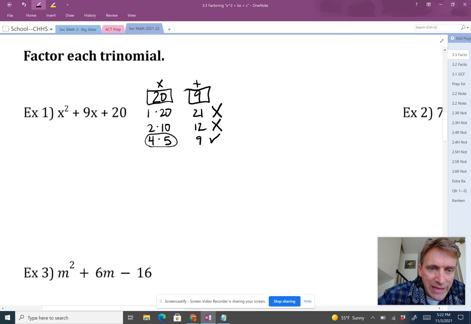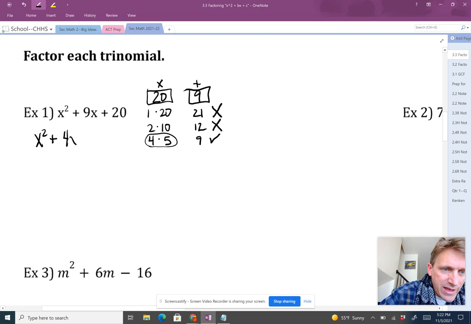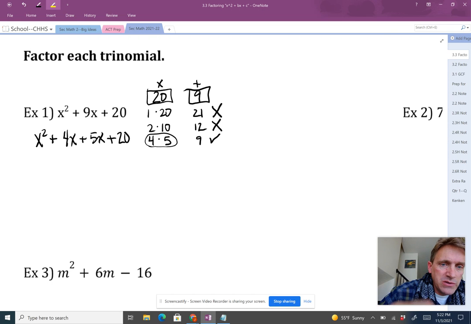Those are our numbers P and Q. And so we're going to rewrite this as x squared plus 4x plus 5x plus 20. We use the numbers 4 and 5, P and Q. 4x plus 5x equals 9x.